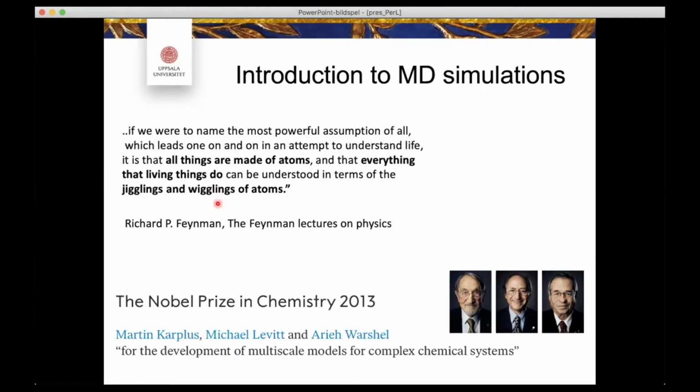And so if one is to conceptualize what molecular dynamics simulation is, one can say that it is a technique to study, in the computer, the jiggling and the wiggling of atoms over time. And obviously also the 2013 Nobel Prize in Chemistry was awarded to Martin Karplus, Michael Levitt, and Ari Warshel for the development of multi-scale models for complex chemical systems, which at the heart of it is essentially MD simulations.